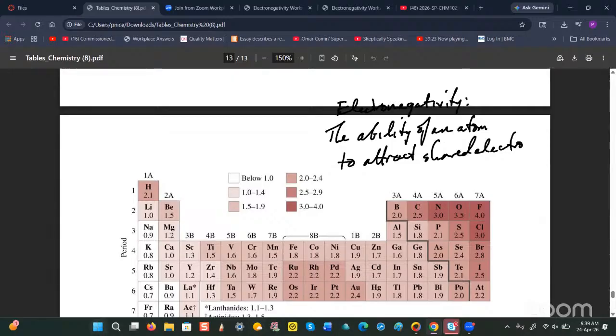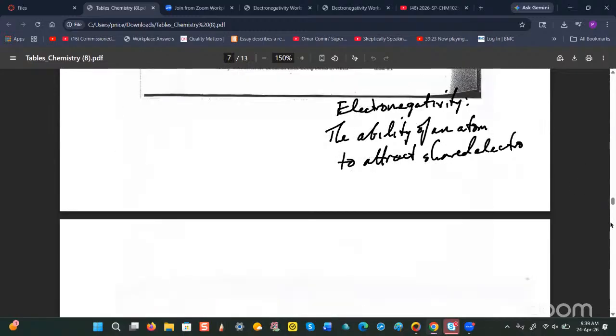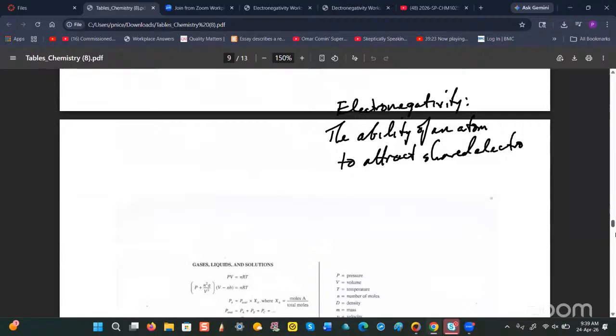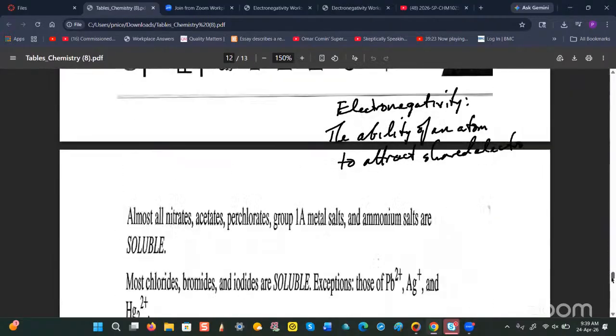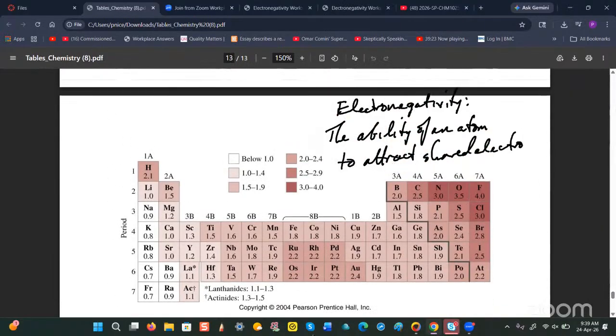So if you take, for example, group 1A, you'll see that the electronegativity values decrease from 2.1 in the case of hydrogen to 1.0 in the case of lithium, and then it goes down to 0.7 in the case of francium. So that's what you'll observe, generally speaking, going down any group. Again, there are some exceptions, but that's a general trend, all right?